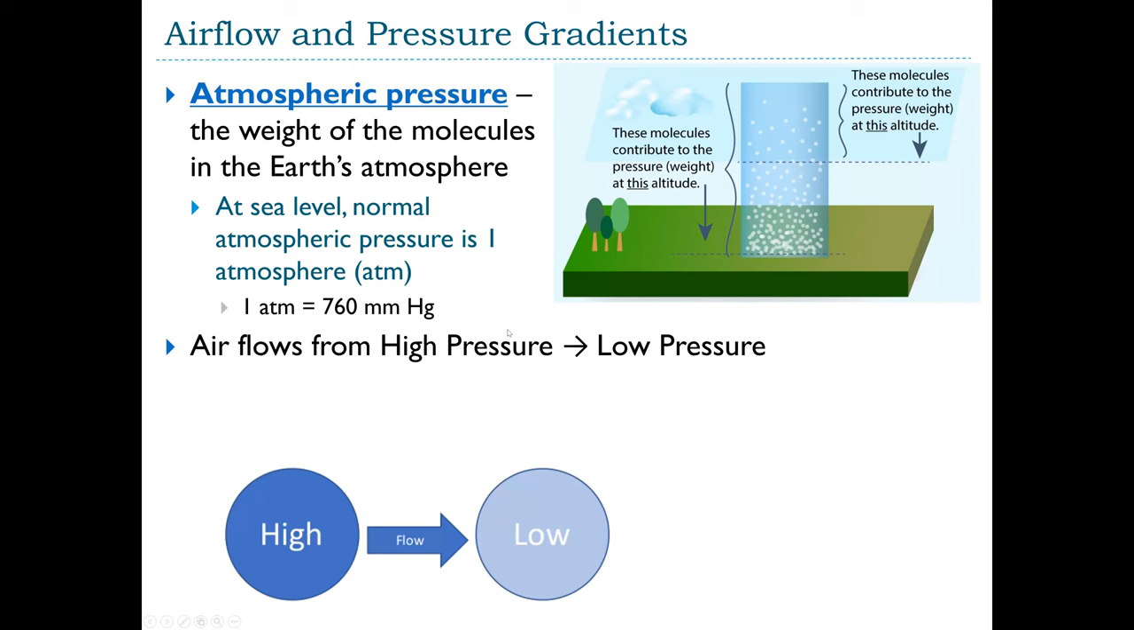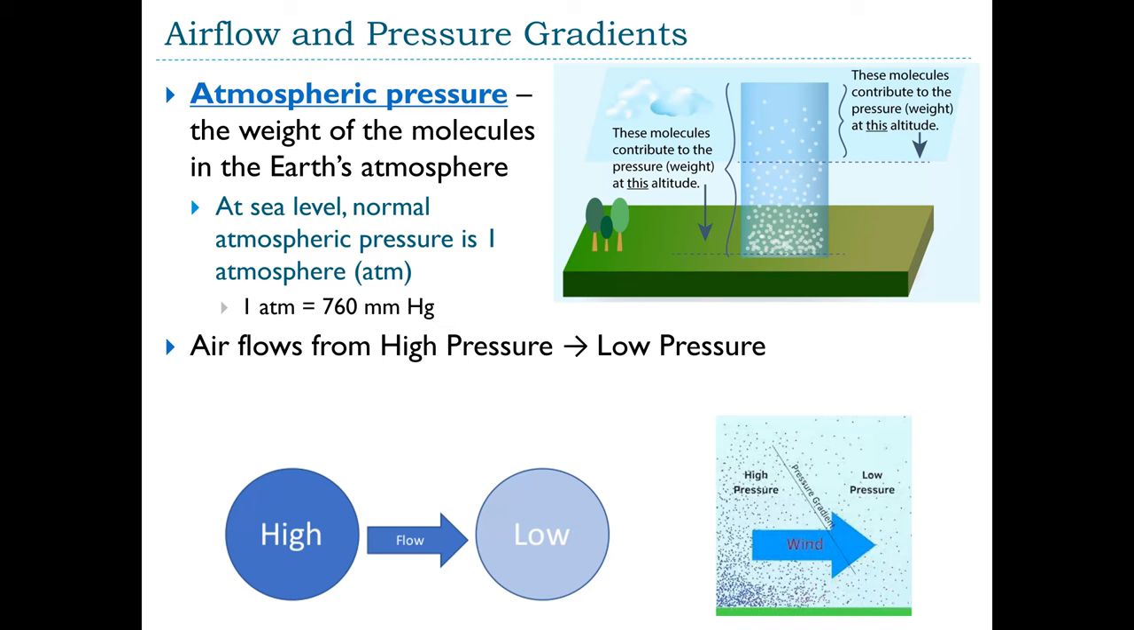So air flows from high pressure to low pressure. Think of air as always moving from areas of high to low pressure, just like blood flow did. Blood flow also moves from areas of high to low pressure. So does air. And in fact, if you've ever wondered what makes wind, when we have areas of high pressure in the atmosphere and areas of low pressure, the air wants to move from the high to the low area, and that's how we end up getting wind.